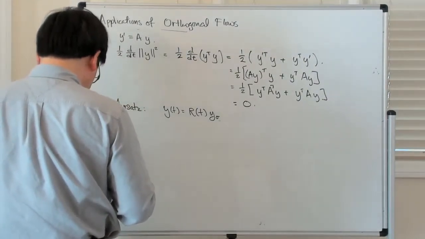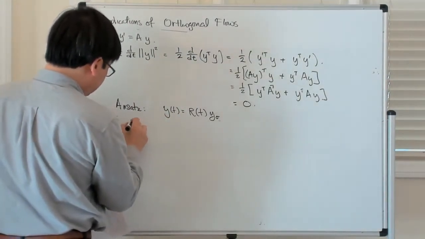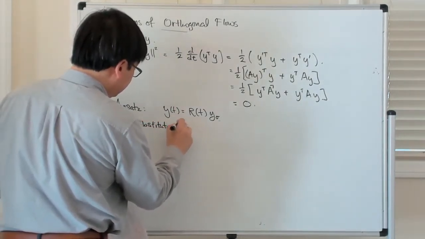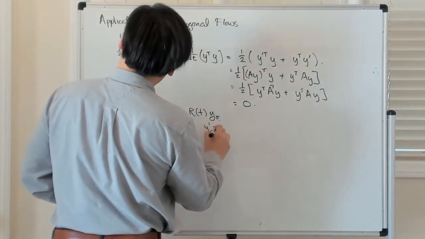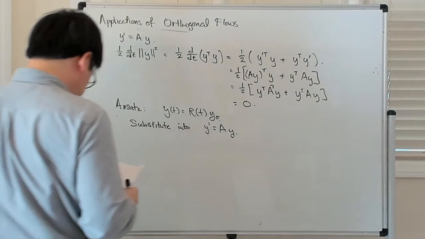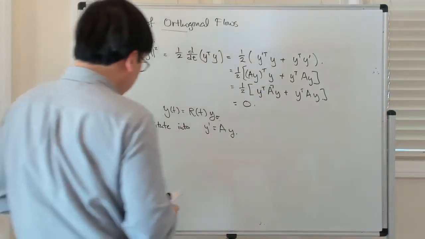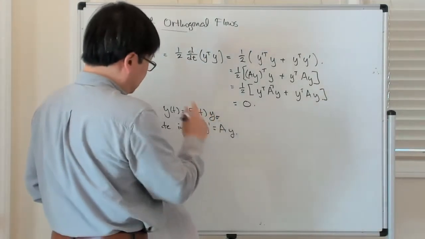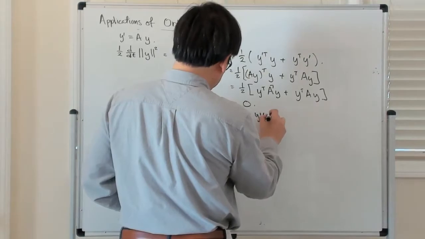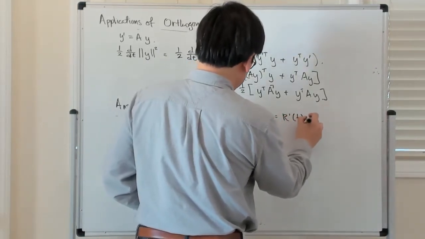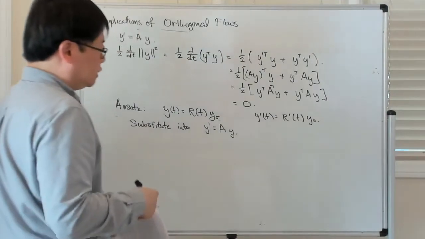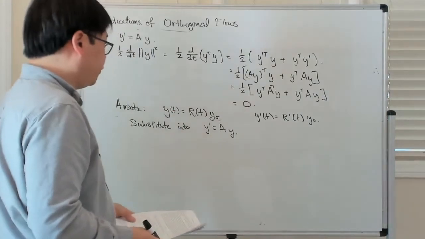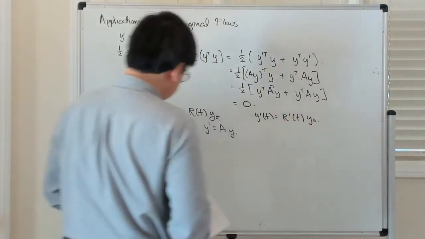So if you substitute this into the equation, y prime is equal to ay, right? Then what do you get? Well, first thing you need to do is differentiate this ansatz. So y prime of t is just r prime of t times y0. There's, of course, usually a second term, but y0 is a constant, so the time derivative of that vanishes, so you don't have that second term.